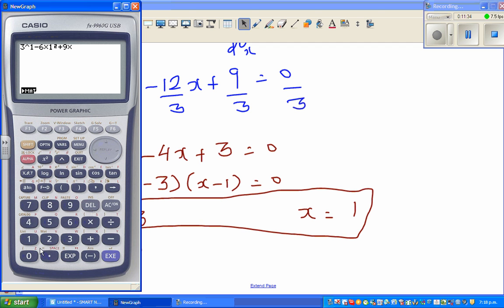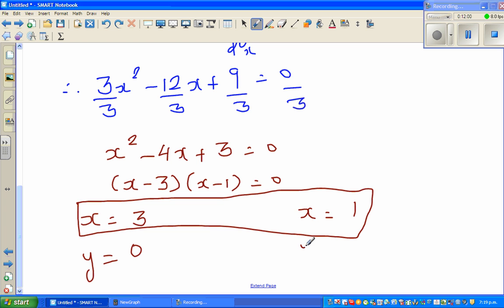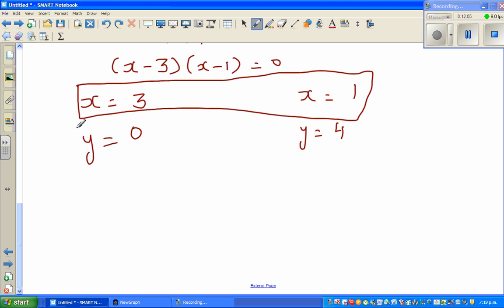So when x is 1, y is, am I doing something wrong? Yes, let me do it again. It is 1 cubed minus 6 times 1 squared plus 9 times 1. When x is 1, y is 4. You don't need to find this, but just to explain, this will be helpful later on. So when x is 3, y is 0, and when x is 1, y is 4.